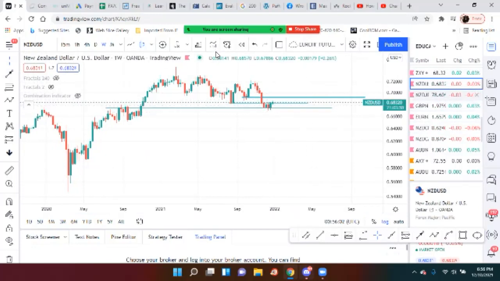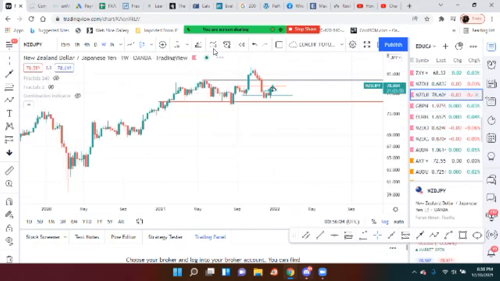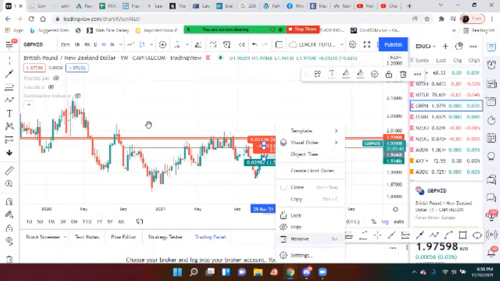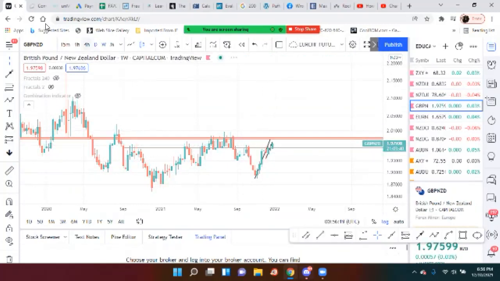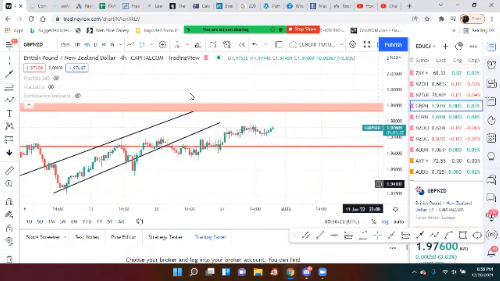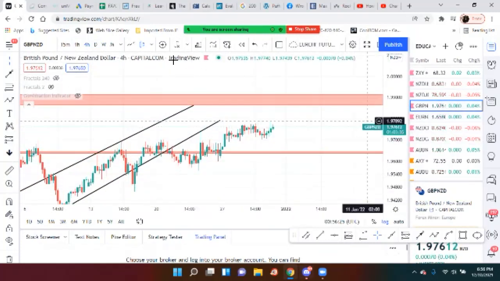If the dollar's weak, guess what? New Zealand JPY is going up. If the dollar's weak, GBP New Zealand, New Zealand will start gaining strength. So GBP New Zealand might go down, but it didn't, because GBP was a little bit stronger. Yeah, GBP was a little bit stronger than New Zealand. That's why I put this one at the end.